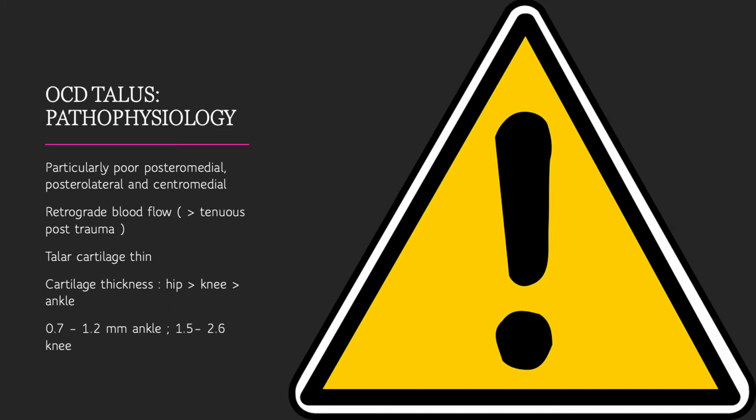Another factor leaving the talus relatively vulnerable is simply the thickness of the cartilage, which is thin, comparatively speaking, to the hip and the knee. In some instances, the cartilage thickness in the knee could be twice as thick as in the talus.